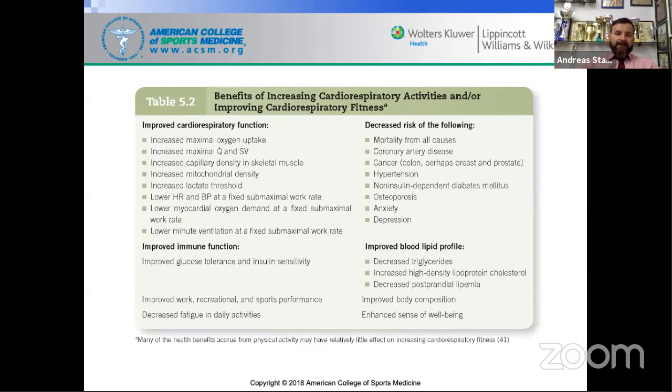Improvements in so many areas, right? Cardiorespiratory function, immune function, decreased risk of mortality and morbidity, and even the blood lipid profile, triglycerides, and cholesterol, and so on and so forth. Lipemia. We're going to talk about things like that later on. I don't want to keep you more, and I don't want you to freak out even more right now because I know I covered a lot.